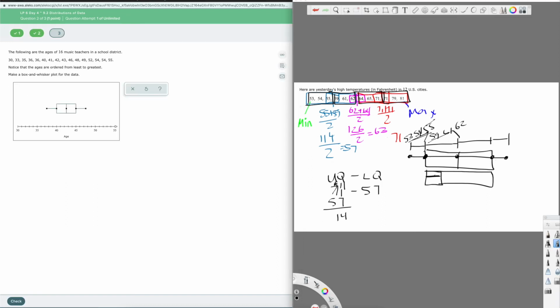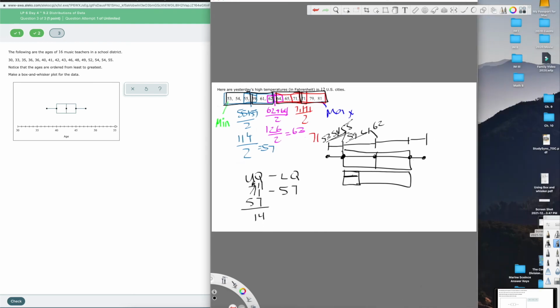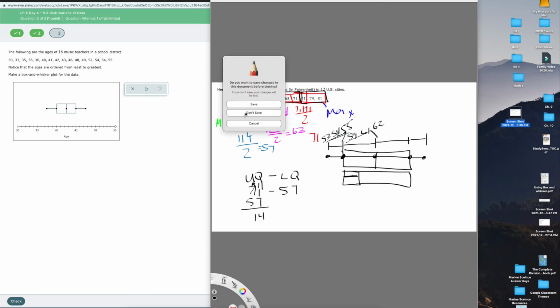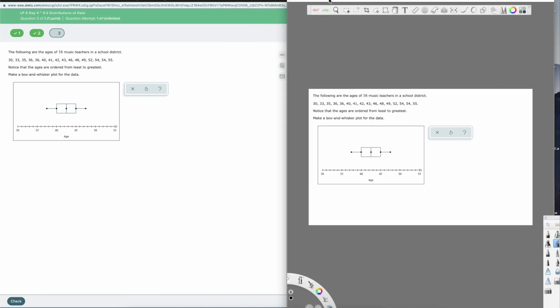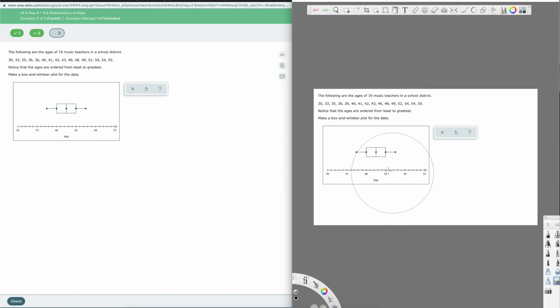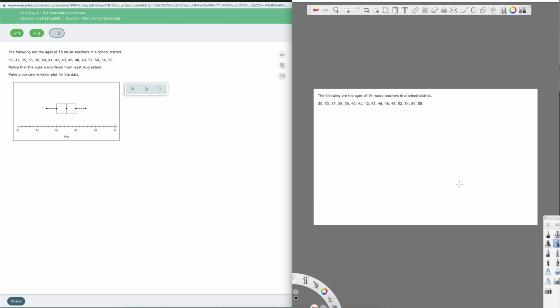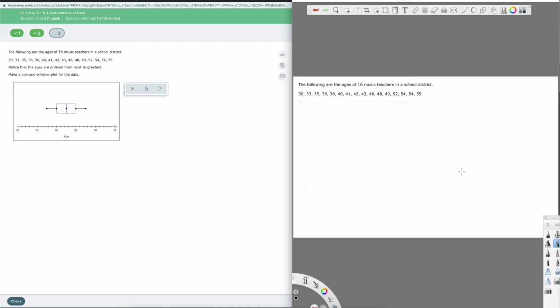All right, let me grab my data. So now we have the following: the ages of 16 music teachers in different school districts. And I'm going to extend this down. And there we go. Okay, so now I'm just going to do the same thing I did there. And it says notice they're in order from least to greatest. So yay, they're the way we want them to be already, which is very nice. So far, I've always seen Alex put them in least to greatest.